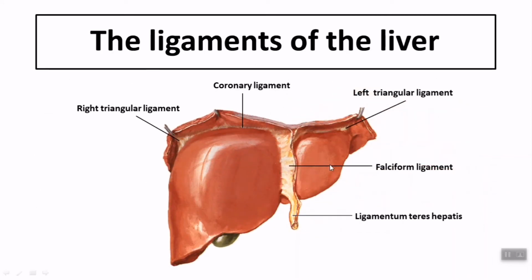Here we can see another drawing of the ligaments of the liver. This is the falciform ligament. From its lower free border we have another ligament that's called ligamentum teres hepatis. But the double layer is just the falciform ligament attaching the liver to the anterior abdominal wall and the diaphragm. And we have the coronary ligament, and the right and left extremities will be formed by the right and left triangular ligaments.